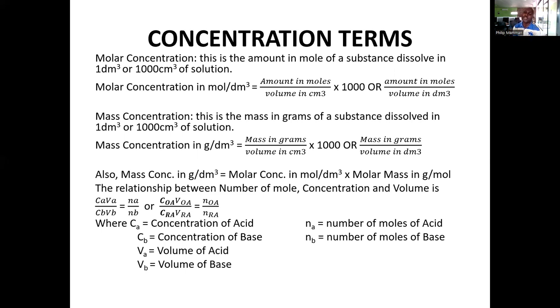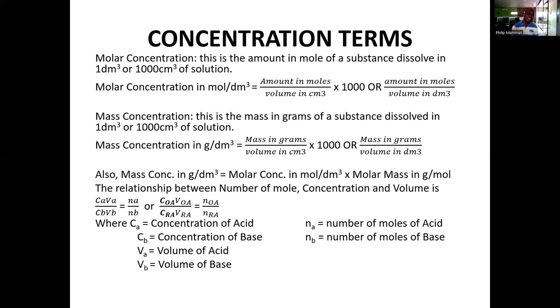Now, there's a formula we call the national anthem in chemistry. Every chemistry student is supposed to be familiar with this formula. It shows the relationship between concentration, number of mole, and volume. Concentration is directly proportional to number of mole, but inversely proportional to volume, meaning that the more the volume of water, the less the concentration of the solute, or the more the volume of the solvent, the less the concentration of the solute.